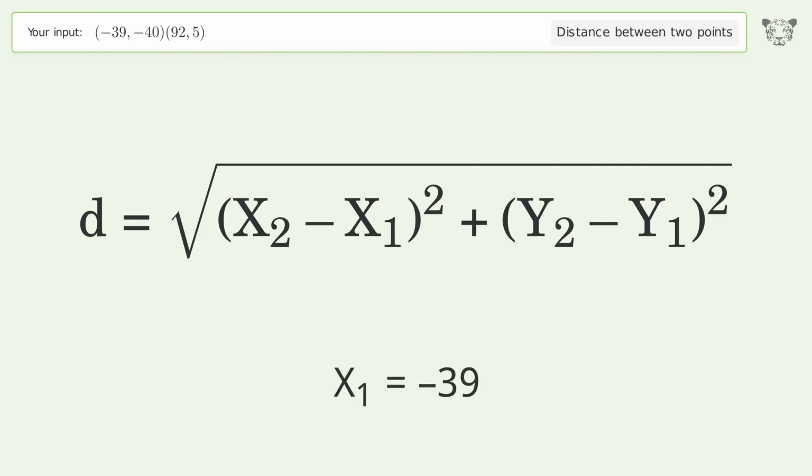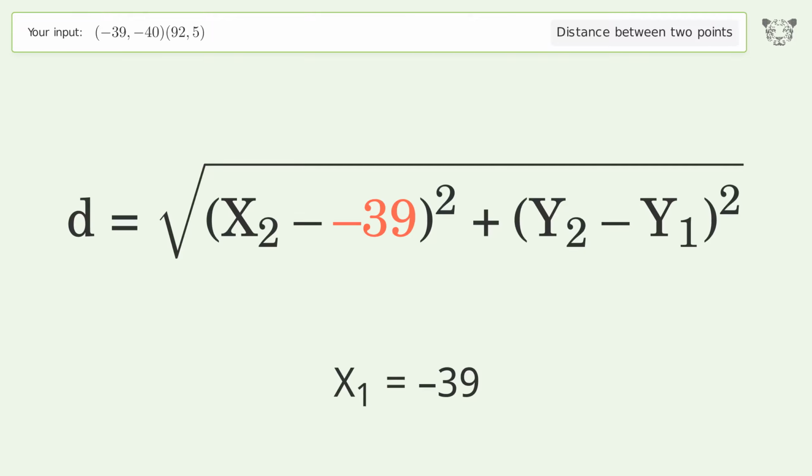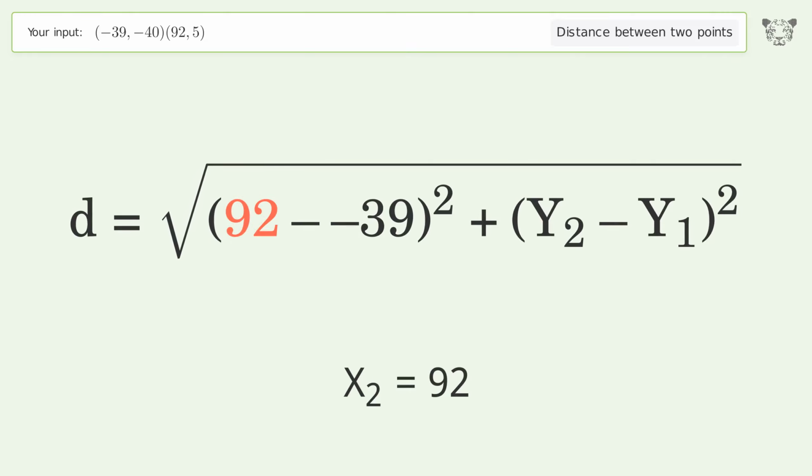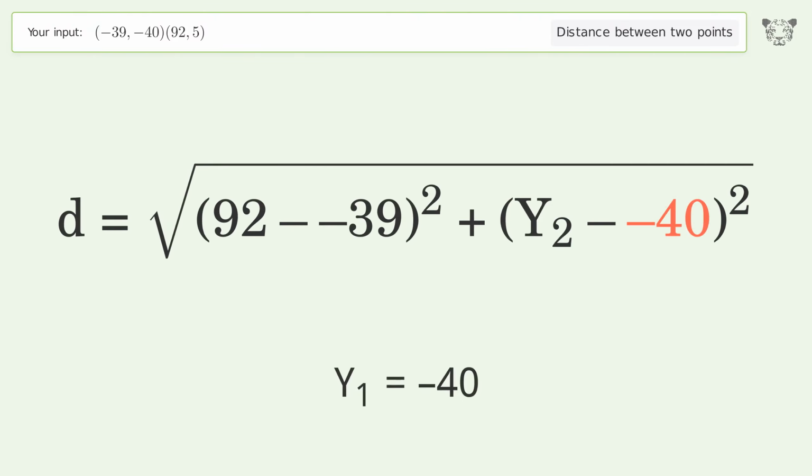x1 equals negative 39. x2 equals 92. y1 equals negative 40. y2 equals 5.